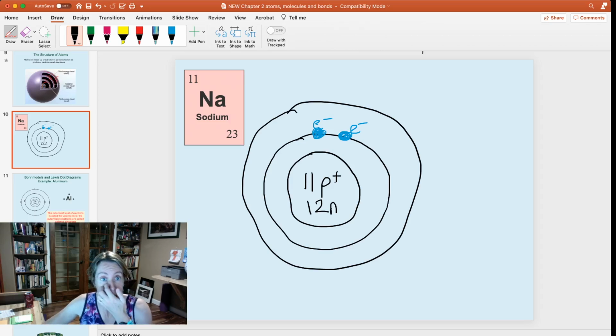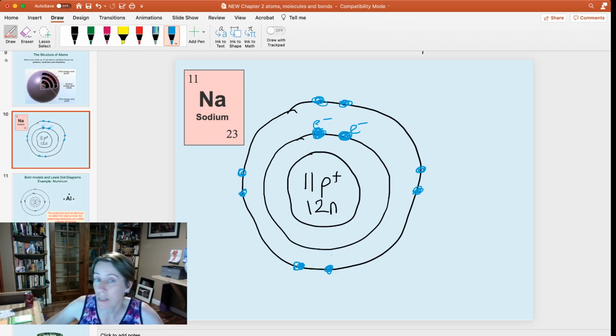And in this second shell, remember the rules are we can put up to 8. So I'm going to put 1, 2, 3, 4, 5, 6, 7, 8. So altogether now I've got 1, 2, 3, 4, 5, 6, 7, 8, 9, 10. 2 in the first shell, 8 in the second shell. That's 10. But again, I need 11.